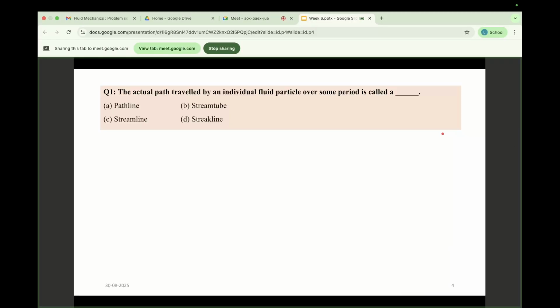If it is the actual path traveled by an individual fluid particle over some period, then it is known as path line. So I am giving you the definitions of all these four terms. A path line is basically the trajectory of a single fluid particle. If it is moving in space over time, like whatever I have taught about the Lagrangian approach, and I track its path, then it is known as the path line.